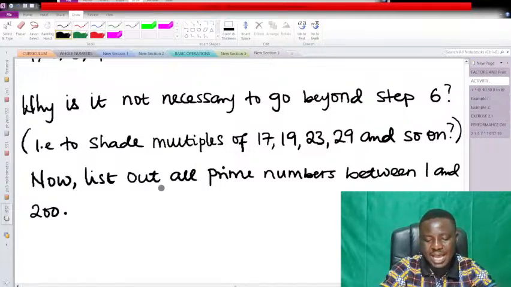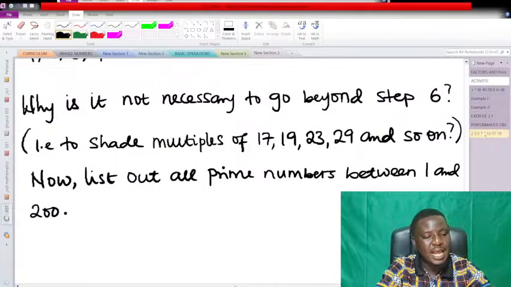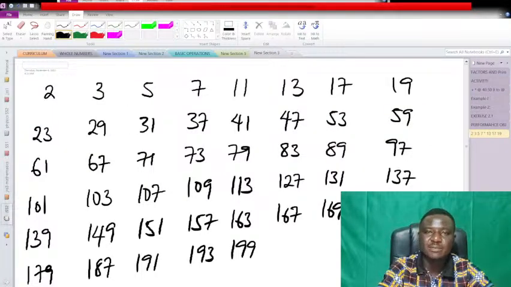Now, list out all prime numbers between 1 and 200, and that is what we just did.